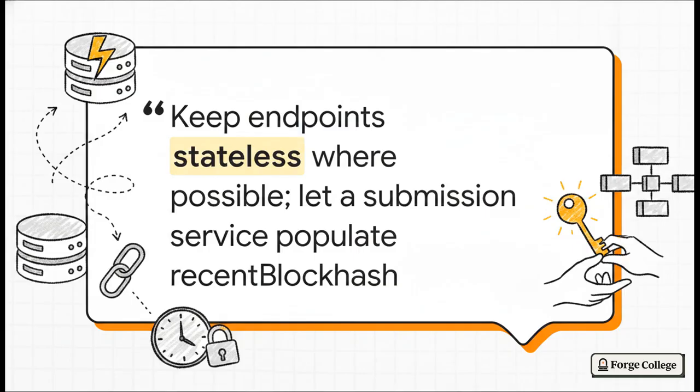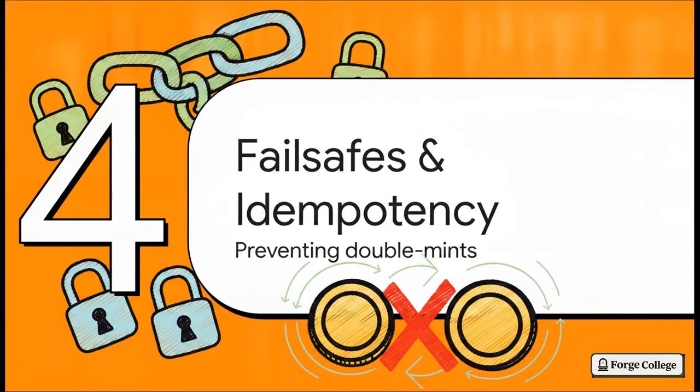By handing off that skeleton to a dedicated submission service, your API stays lightning fast, highly modular, and way easier to scale. Which brings us to Section 4. Failsafes and idempotency keys, because, well, we really need to protect ourselves against the dreaded double mint disaster.